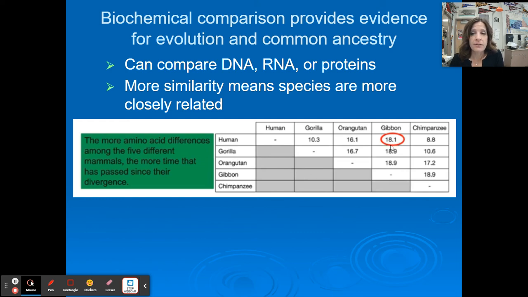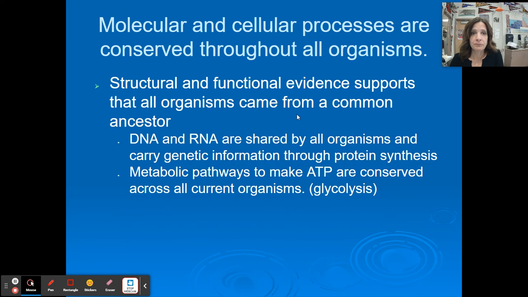From human to gibbon, they have 18.1 different amino acids in this certain protein that they're measuring, versus the chimpanzee, which only has 8.8. That means that the gibbon diverged before the human and the chimpanzee. If you look at the gibbon and the chimpanzee, they're pretty different because they have this max number, whereas the orangutan and the gorilla are more similar because they have a smaller number.